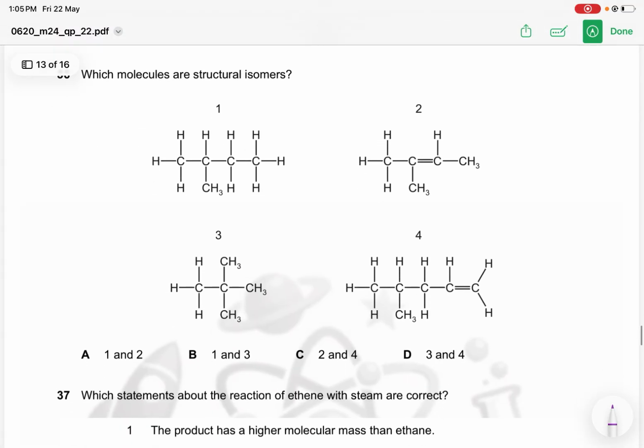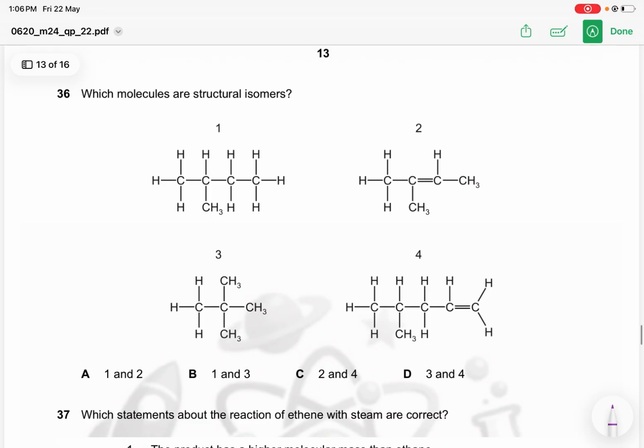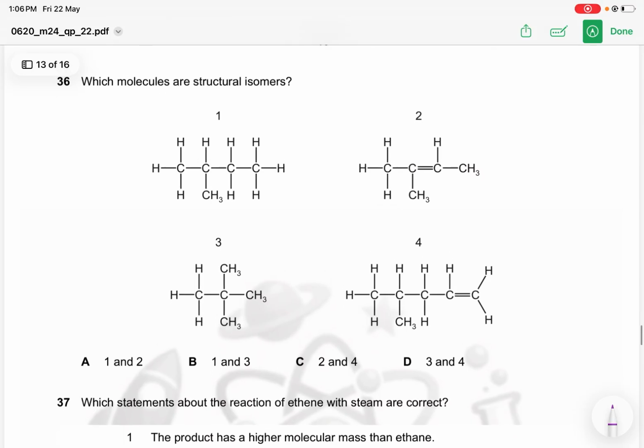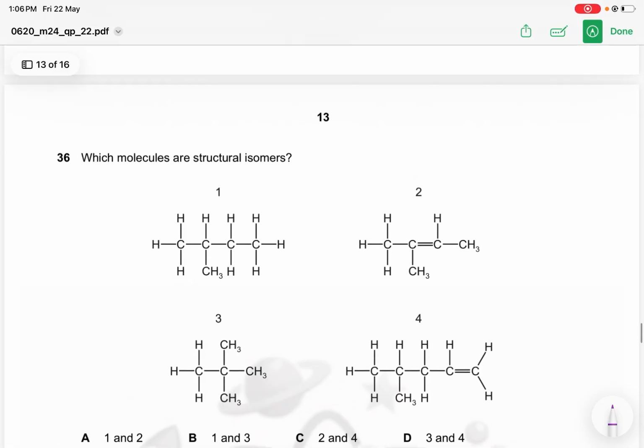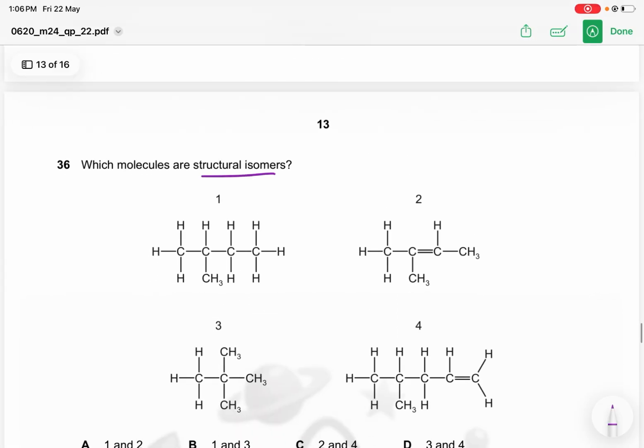Which molecules are structural isomers? So here, first of all, you will have to identify all of them. Okay. Here, the first one is an alkane. 1 and 3 both are alkanes, and 2 and 4 are alkenes. So let us count the number of carbons, because what are structural isomers?